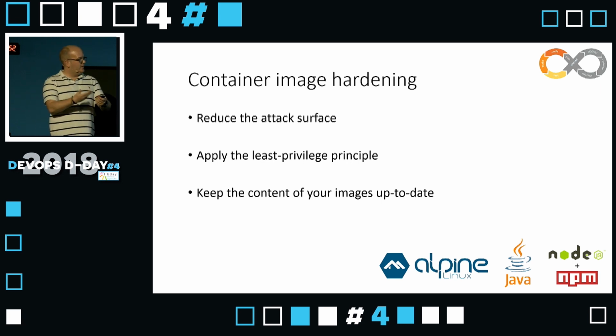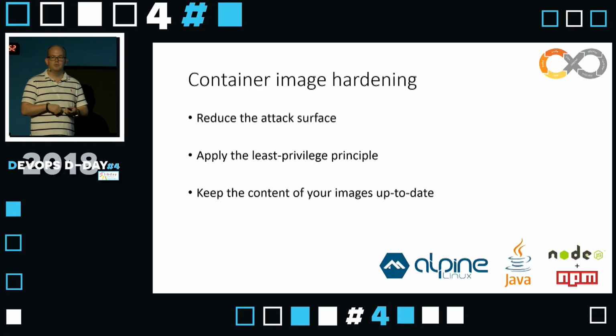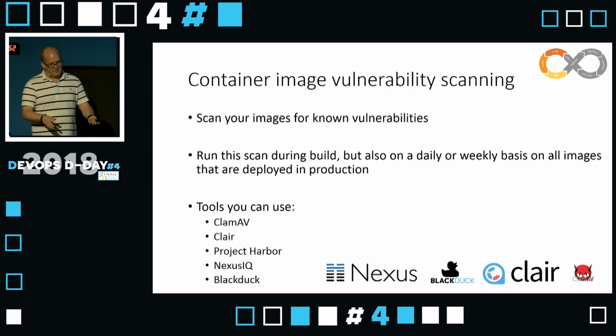Okay? And the last point is keep the content of your images up to date, meaning even inside your images, like for example, inside your image containing Alpine and your JRE, your Java installation, they need to be updated because they can also have known vulnerabilities. And you should have a mechanism in place that keeps these images up to date and automatically rebuilds your products once a known vulnerability is found. Bringing us to the next point.